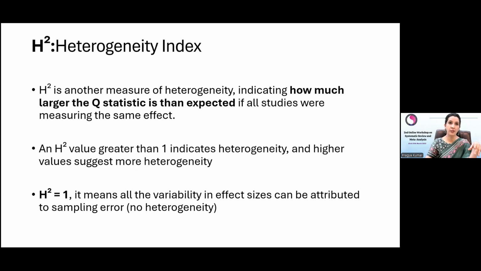And then there's something known as the H square. So what is H square? H square is also known as the heterogeneity index. So it is another measure of heterogeneity. In this case, if the value of H square is more than 1, then that means it is a heterogeneous study. There is heterogeneity. The larger it deviates from 1, the higher the heterogeneity. So this is again one measure of heterogeneity.